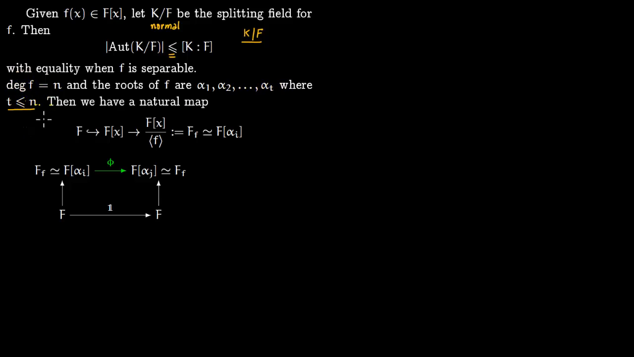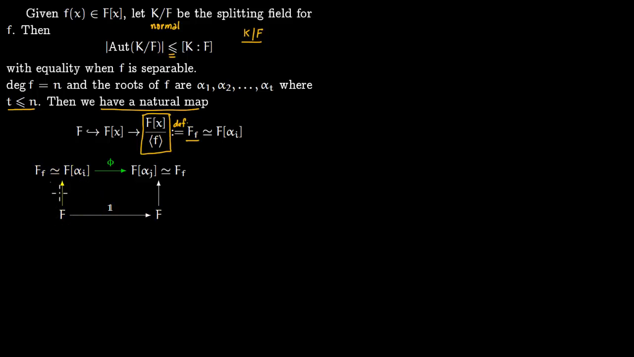So for any irreducible polynomial like this, we have a natural map. F naturally embeds into F[x], and then you mod out by your irreducible polynomial, and you get a field. We denote this by F subscript f. This is just a definition. And we showed that this is isomorphic to F(alpha_i), where alpha_i could be any one of these roots. So from here you can come to this diagram.